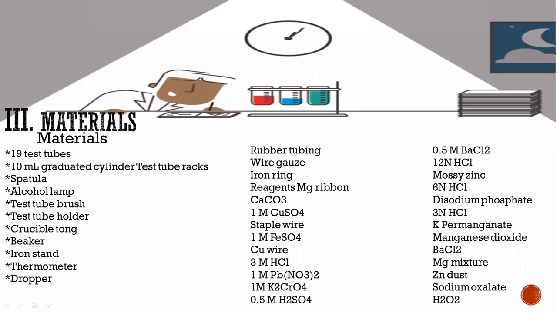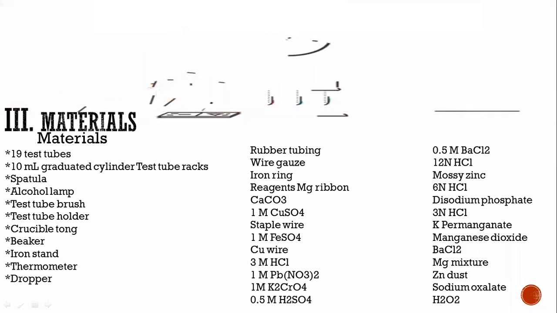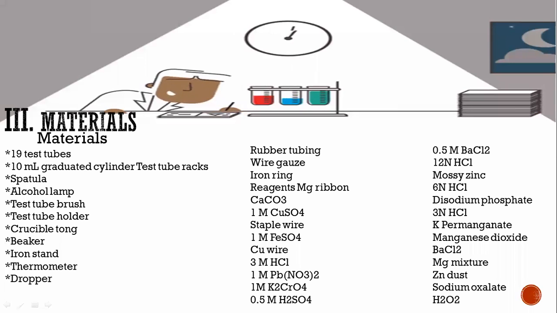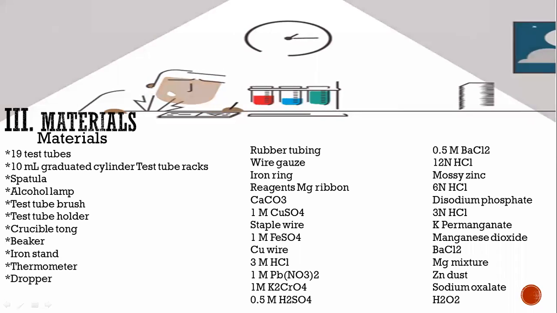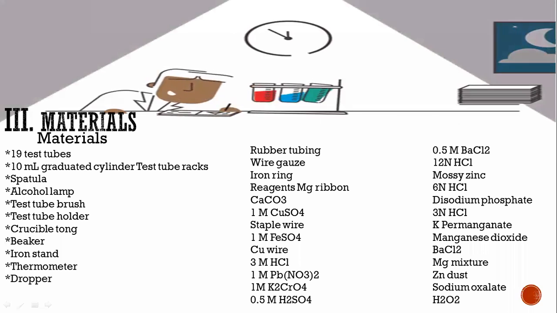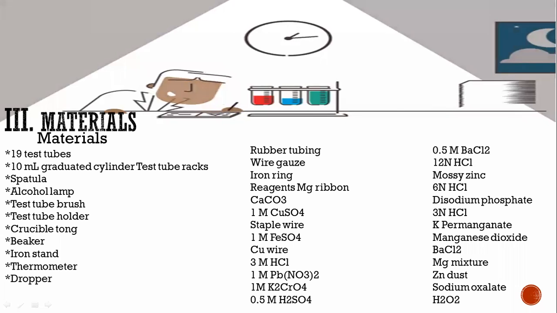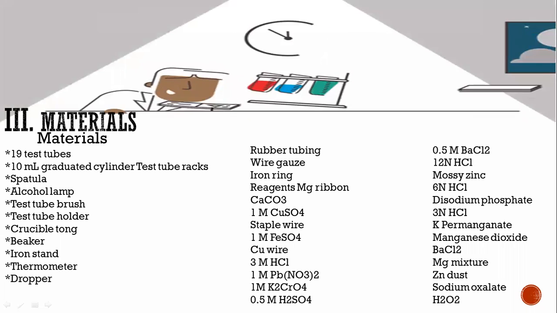The materials needed are 19 test tubes, 10 ml graduated cylinder, test tube rack, spatula, alcohol lamp, test tube brush, test tube holder, crucible tongs, beaker, iron stand, thermometer, dropper, rubber tubing, wire gauze, and iron ring.